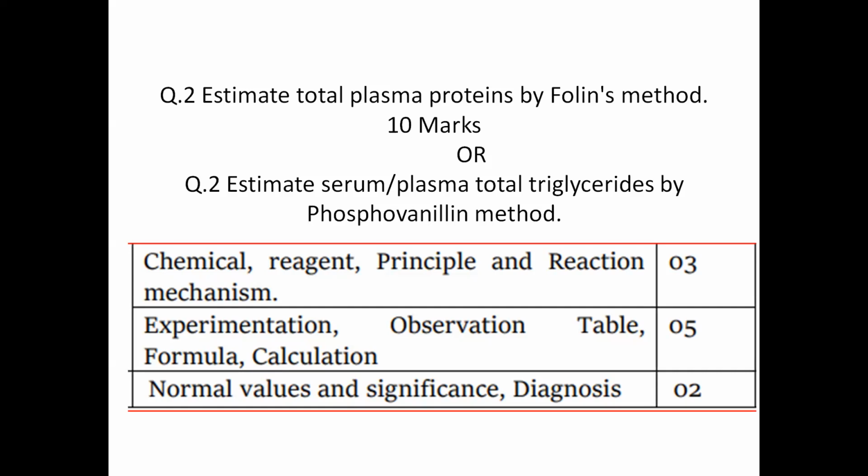Now your experimentation, observation table, formula, and calculation have 5 marks. The formula is very simple, you all know it. It is OD of unknown divided by OD of standard, into the concentration of the standard, as well as any dilution factor or conversion factor, if there is one. Now, it is expected that the student knows the normal value of the protein and the normal value of the triglyceride, what the clinical significance of that is, and what the diagnostic methods are.